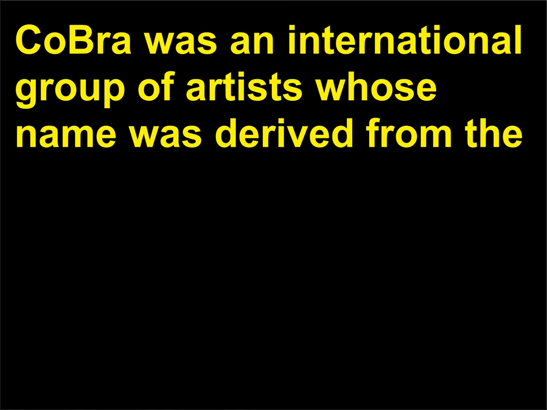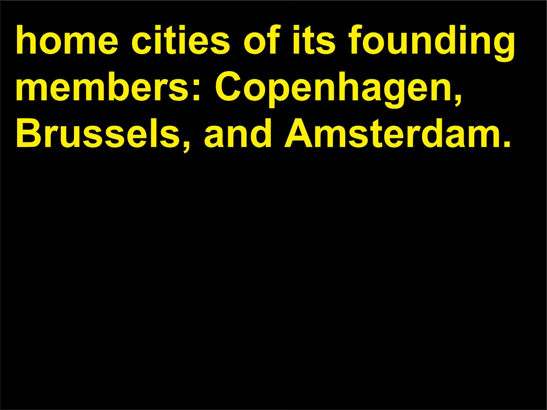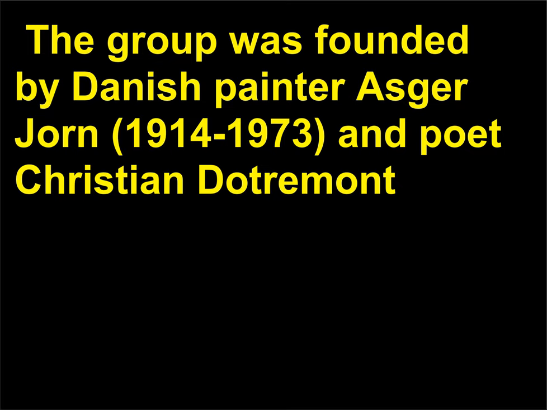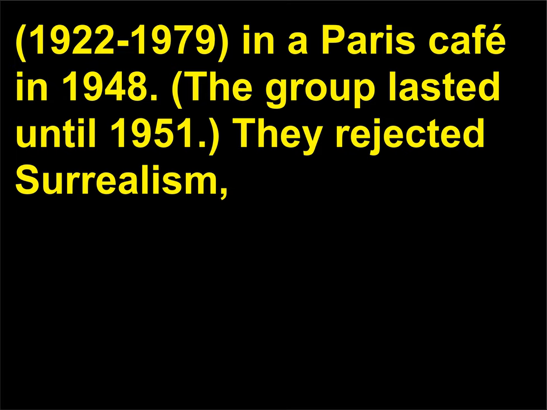Cobra was an international group of artists whose name was derived from the home cities of its founding members, Copenhagen, Brussels, and Amsterdam. The group was founded by Danish painter Asger Jorn, 1914-1973, and poet Christian Dotremont, 1922-1979, in a Paris café in 1948. The group lasted until 1951.